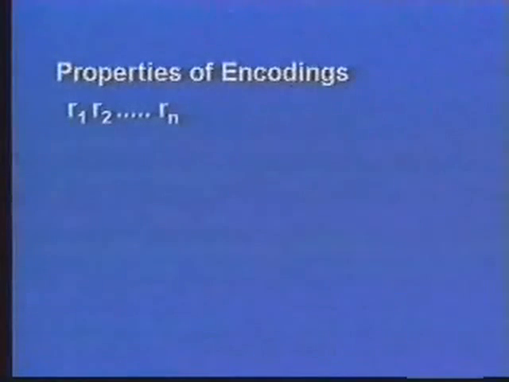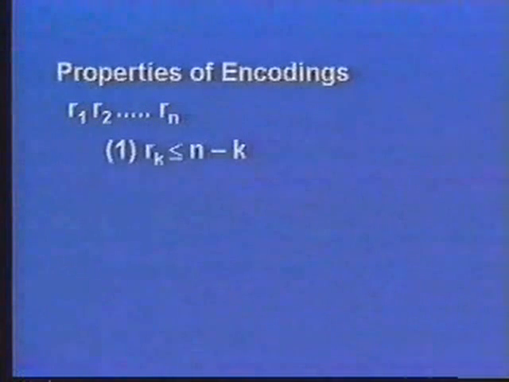So there's a sequence of numbers R1 through R sub n. These are the right subtree counts. And what are the conditions that they satisfy? Well, the first condition is that R sub k is less than or equal to n minus k. In other words, Rn has to be 0, Rn minus 1 has to be 0 or 1, and R1 has to be between 0 and n minus 1.